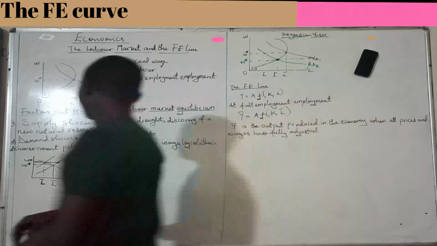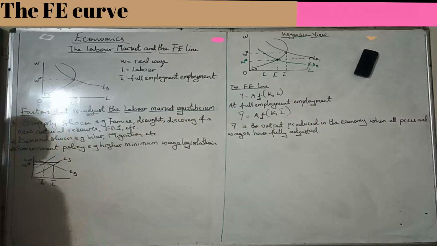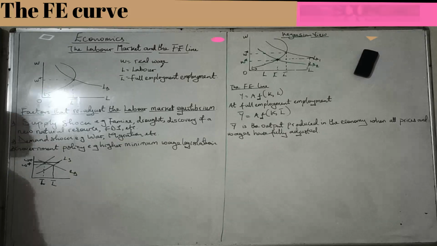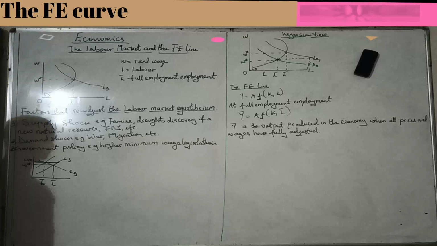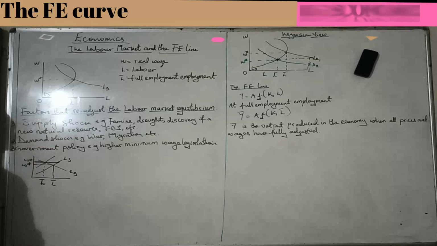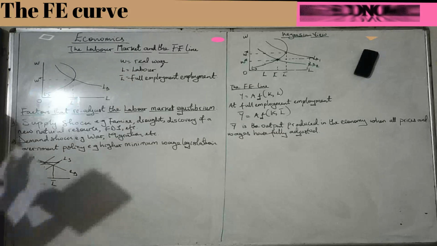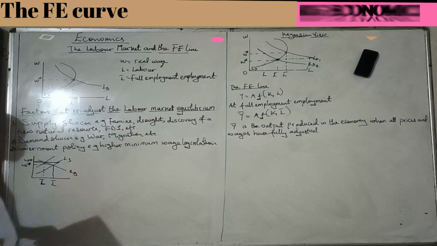Now, I have factors that adjust the labor market equilibrium. Mind you, where I'm actually going in this video is the FE line, how to derive the full employment line. Which is going to be the third and final part. Don't let me say final, I don't know what macroeconomic theory might become in the future. So the third part of our general equilibrium.